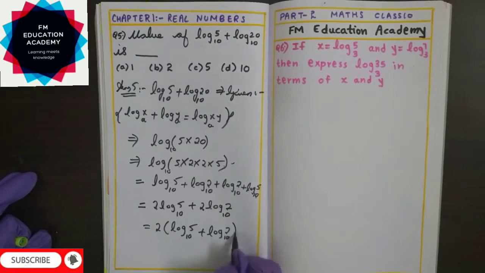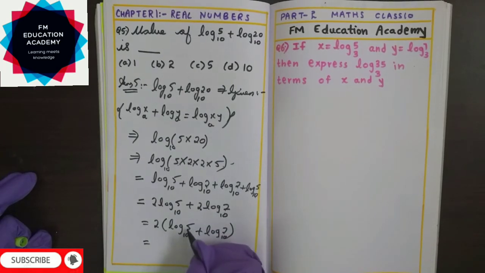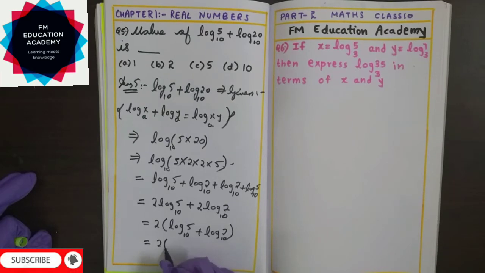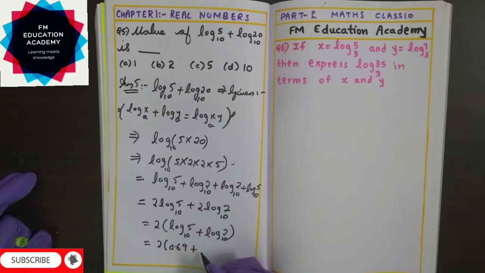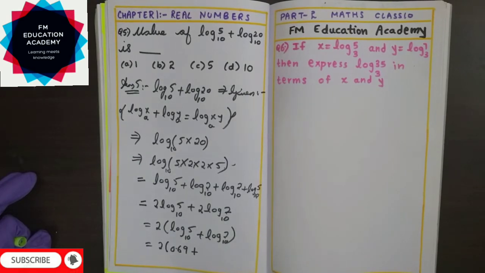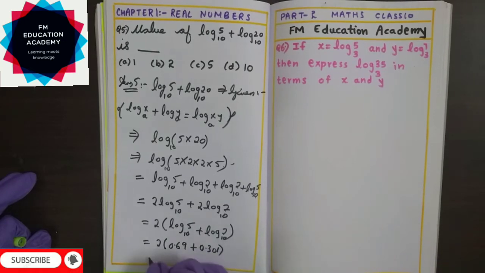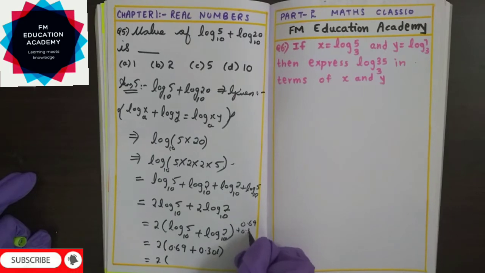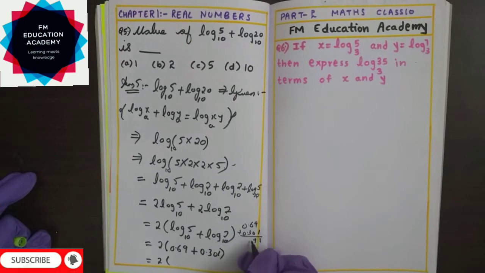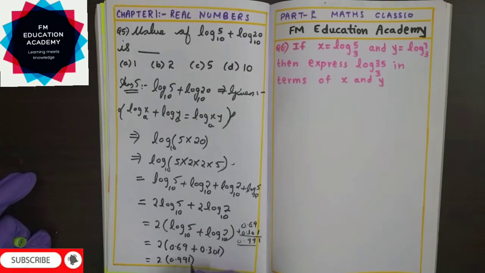Now we know the values of logarithms. Those values of log 5 and log 2 can be applied: log 5 to the base 10 value will be the same as log 5. So 2 into, we know the value of log 5 is 0.69. Memorize that formula and memorize the values of these logs. Log 2 to the base 10 is 0.301. Now we will add 0.69 plus 0.301. We will get 0.991.